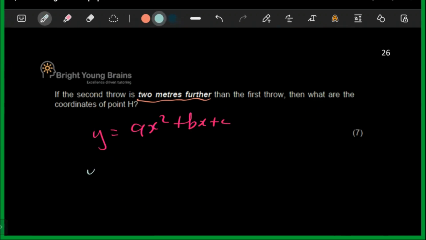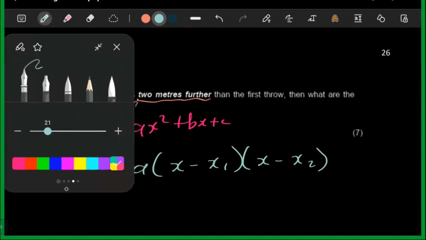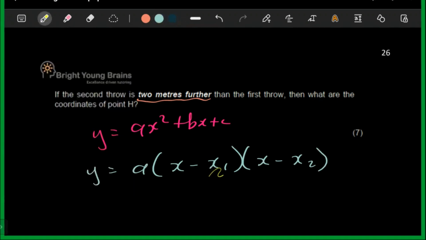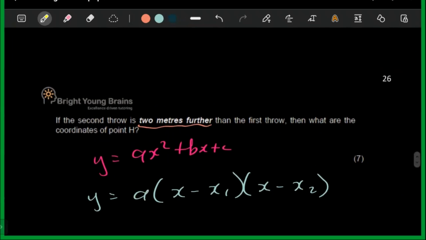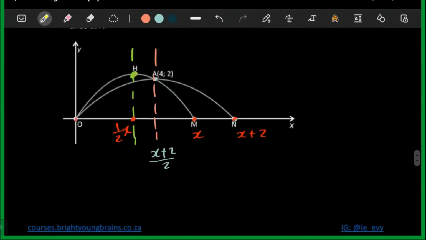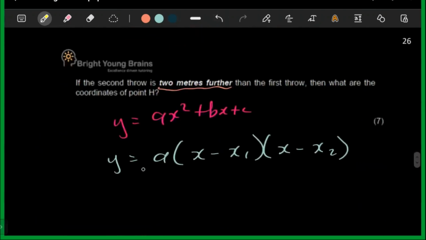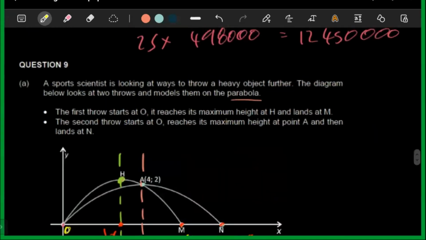So this factorized will always be a(x minus x1)(x minus x2). What you have to consider is that this is the first x-intercept, this is the second x-intercept, and this is your value of a. So this is our parabola. Our first x-intercept is at 0, and our other x-intercept is just x. So if you put that into your equation, you'd have a, and then x minus 0, and then x minus x, you see? So that's what this is.